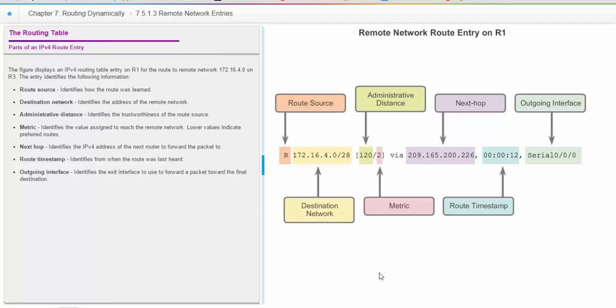Then you have your next hop, and it identifies the IPv4 address of the next hop or the next router to forward the packet to. Then you have your route timestamp that identifies from when the route was last heard. Then you have the outgoing interface, and that identifies the exit interface to use to forward a packet toward the final destination.